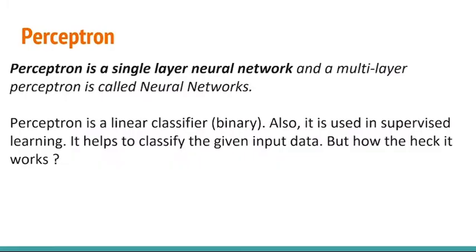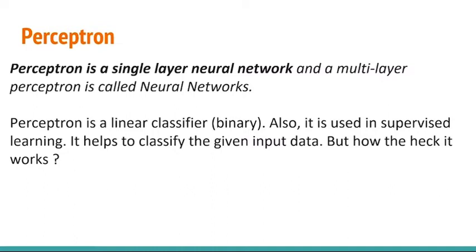Okay, going to perceptron now. Perceptron is actually a single layer neural network, and a multi-layer perceptron is called neural networks. I just wanted to say that one is singular, the other one is plural. When you talk about perceptron, you're actually referring to a single layer in a neural network.